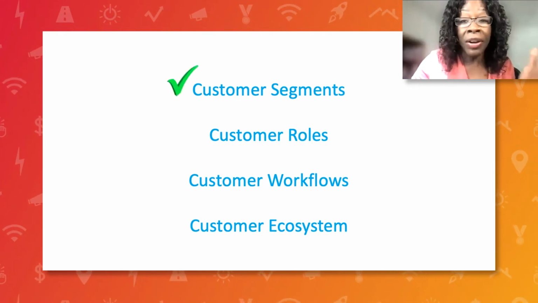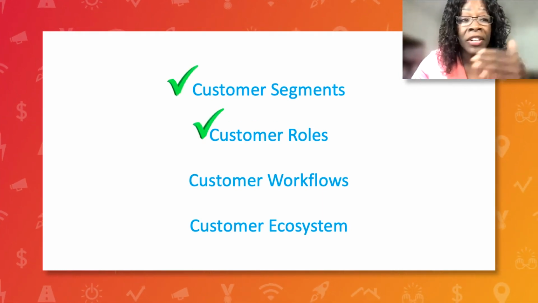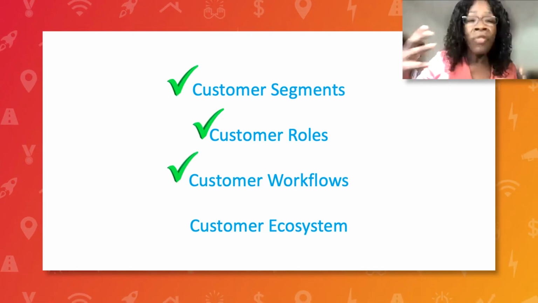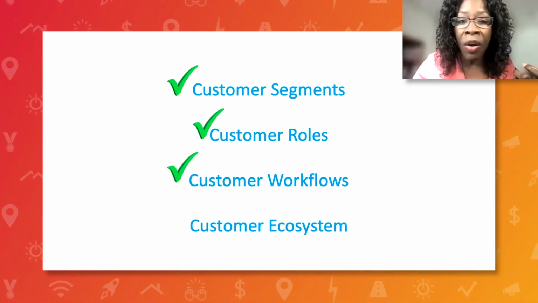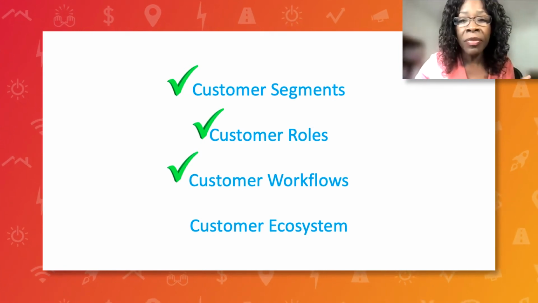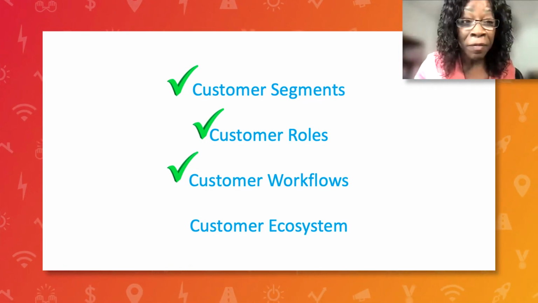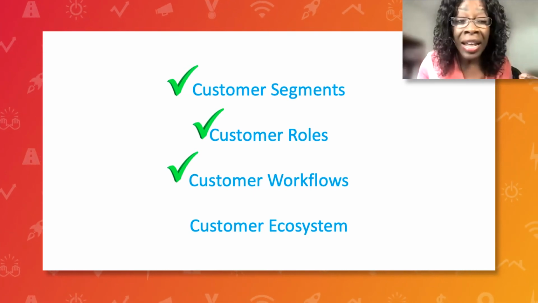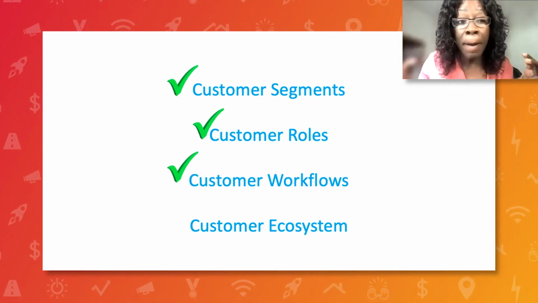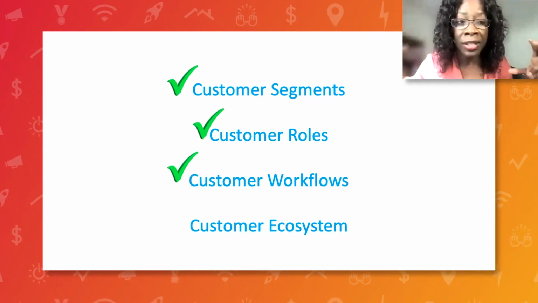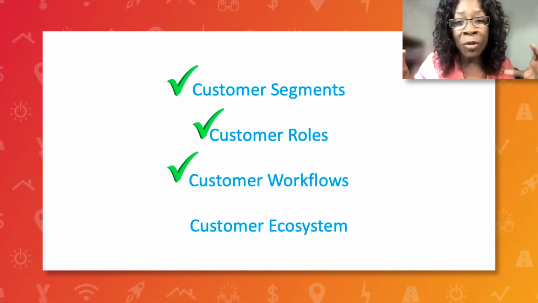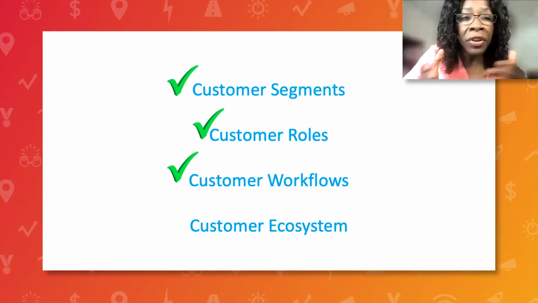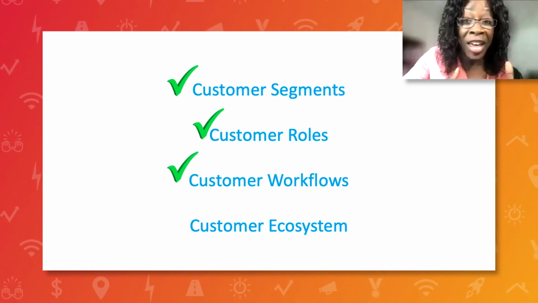So we talked about customer segments, customer roles, customer workflows, and all of this was trying to get you to figure out who's the customer and where you fit. But sometimes it's really difficult to do that. And I'm going to talk about customer ecosystem and how that may help you figure out if you need to pivot with respect to your customer and where you might fit.